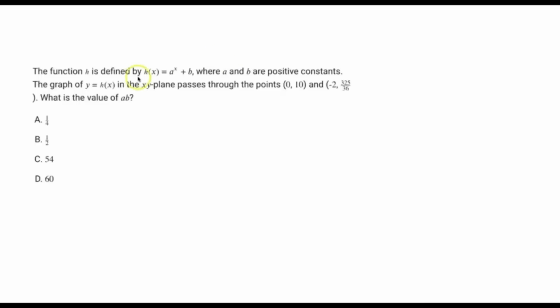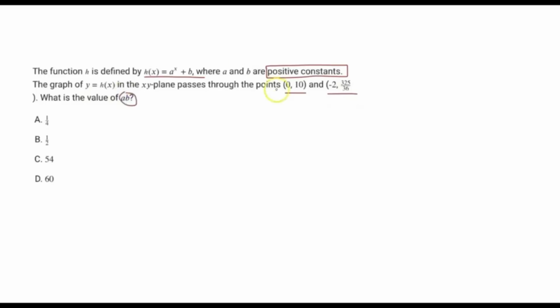Function h is defined by h of x equals a to the x plus b, where a and b are positive constants. All right, so let's just keep that in mind. The graph of y equals h of x in the xy plane passes through 0, 10, and -2, 25 over 36. What is the value of a plus b?